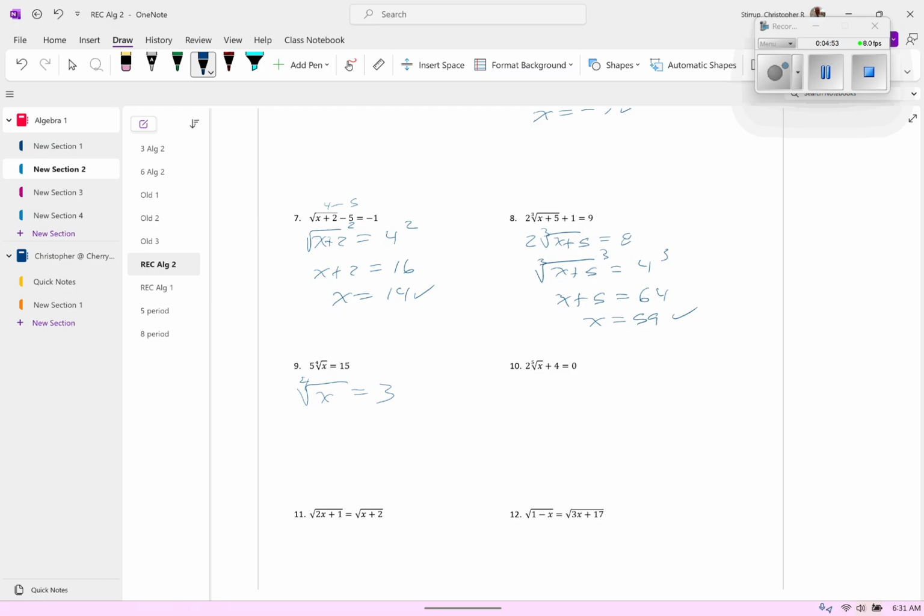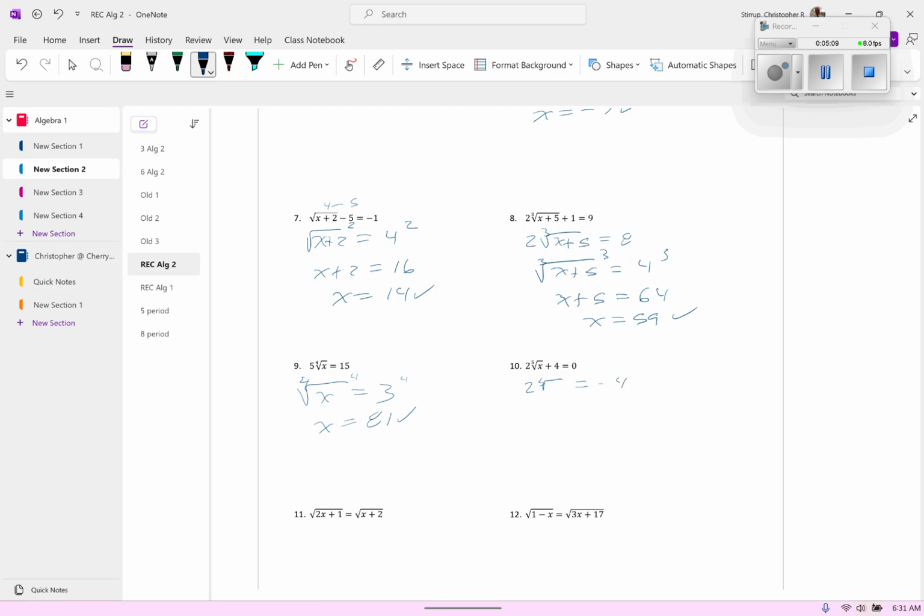So if I raise each side to the 4th power, that's going to give me x squared. That's going to give me 81. 4th root of 81 is 3. 3 times 5 is 15. That works. Subtract 4 from both sides.